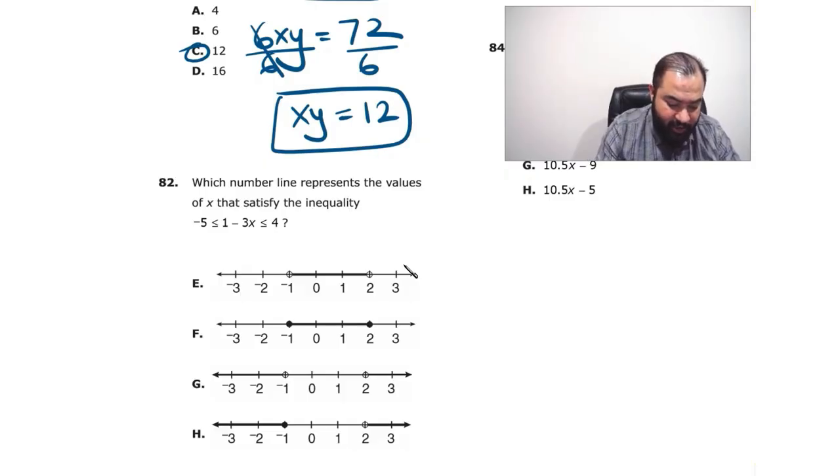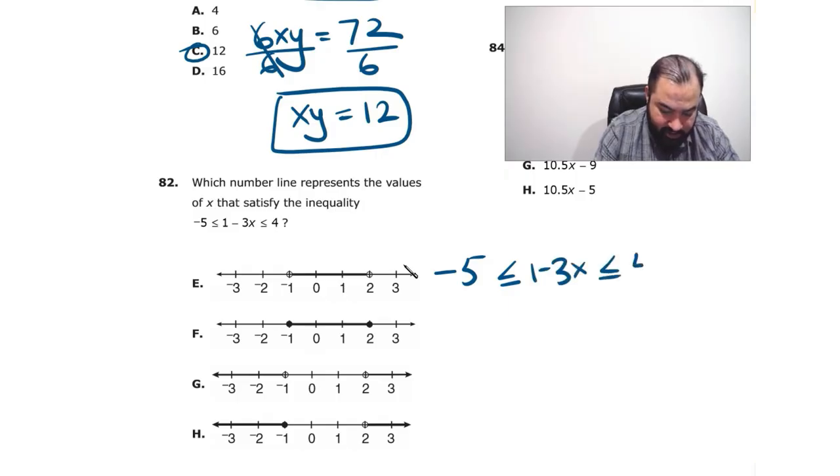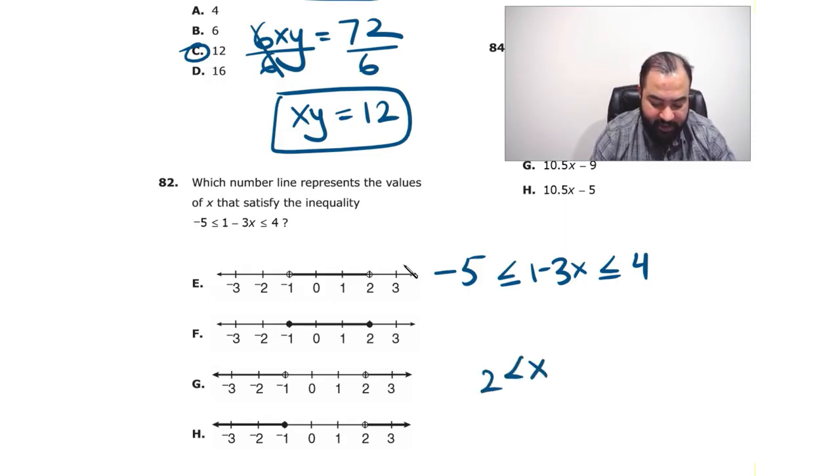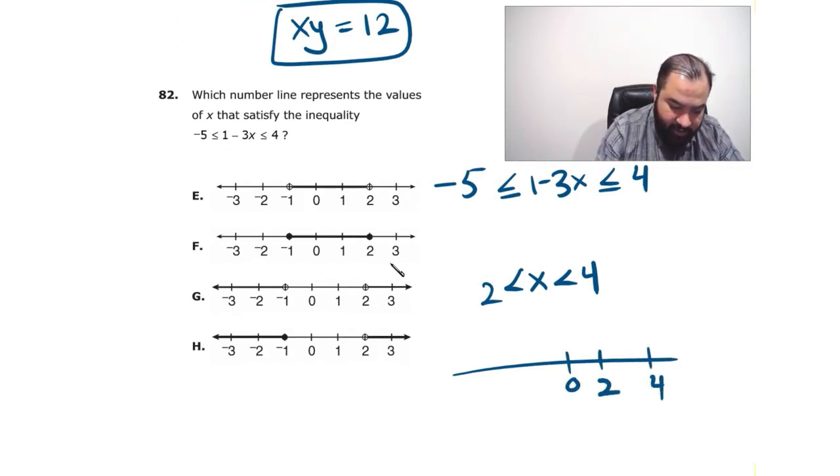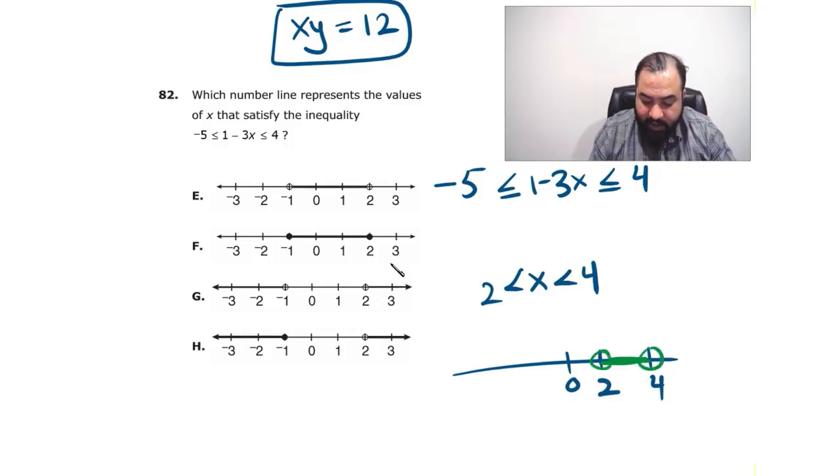So I have an inequality here. It says negative 5 less than or equal to 1 minus 3x less than or equal to 4. First of all, if I were to say, graph this: x is greater than 2 but less than 4, right? You'd be easily able to graph it. You'd say, let's say this is 0, this is 2, this is 4. X would be somewhere here. You'd just do it that way. But look at the difference.